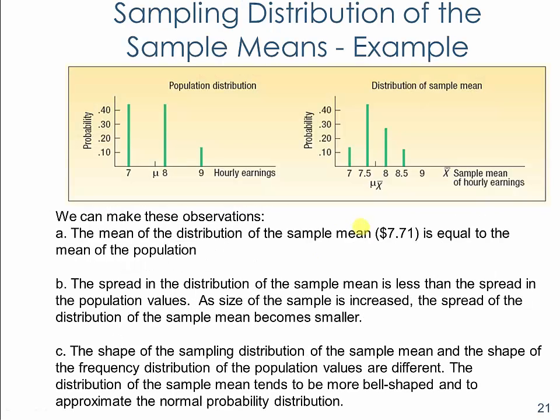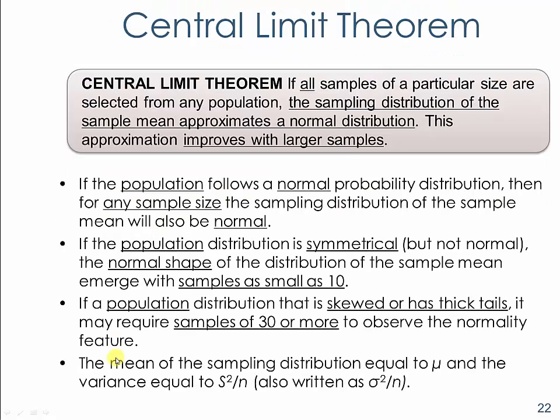So letter B here provides a good segue into our discussion of the central limit theorem. And we've been talking about this already. Now this is just to clarify it. The central limit theorem states that if all samples of a particular size are selected from any population, the sampling distribution of the sample mean approximates a normal distribution, and that approximation improves with larger samples.